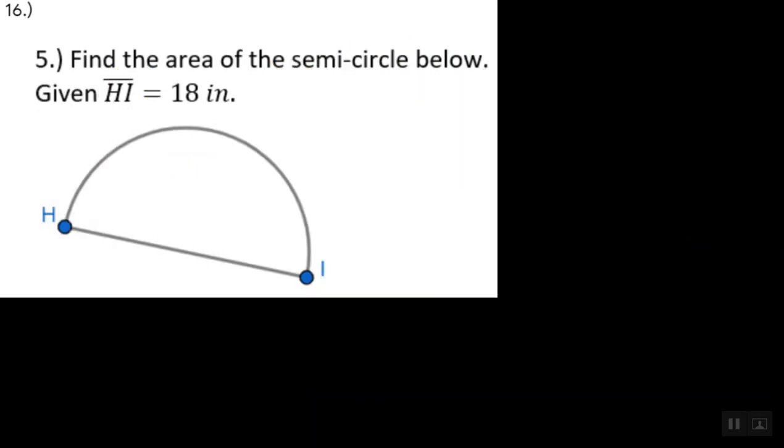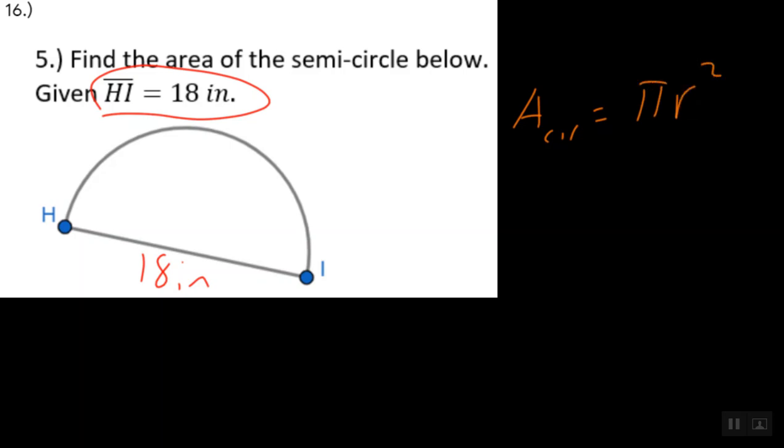Okay, number 5. Find the area of the semicircle below given HI is 18 inches. Okay, this is going to be one of the more common problems that we're going to find. So we know that the area of a circle is equal to pi r squared, but notice this is a semicircle. It's half. So you have to take your final answer and divide by 2. This is where most students make a mistake.